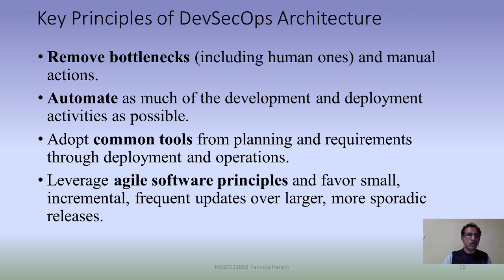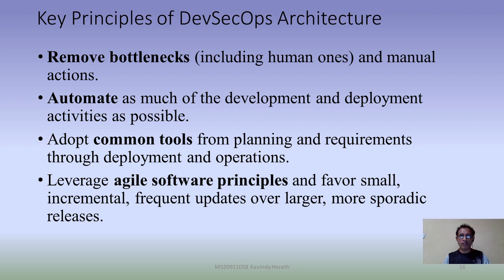Again, remove bottlenecks. The bottlenecks should be removed somewhere. Otherwise, the whole system is affected. And no more manual actions. The processes in this DevSecOps should be automated, on autopilot. Only then can we expect the maximum benefits from it.